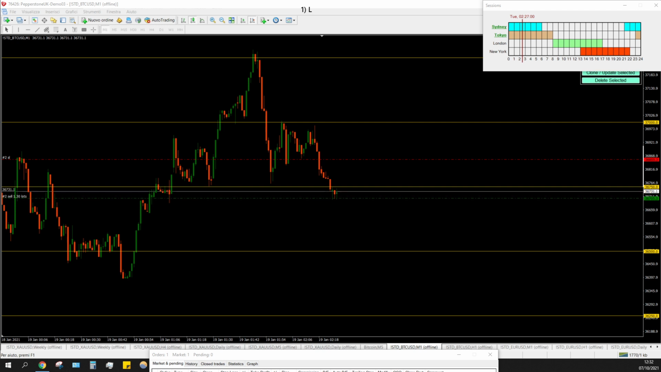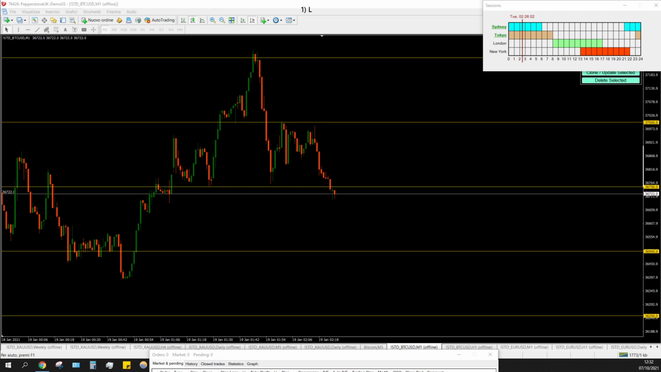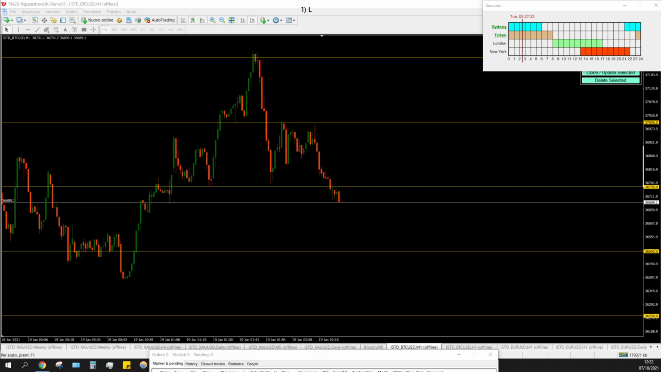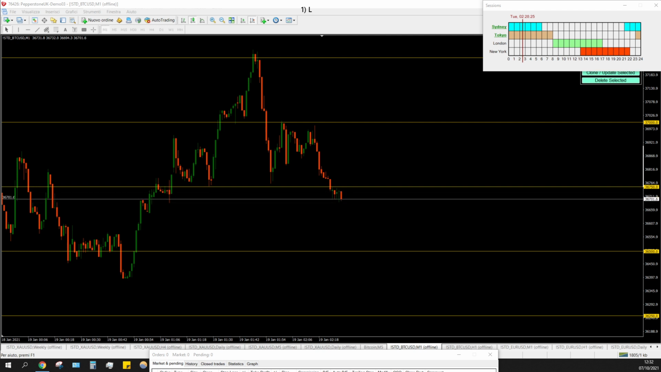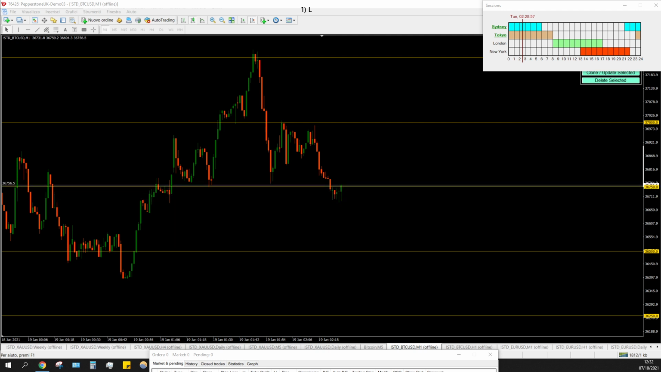Oh, okay, no, not yet. We need the candle to close with a nice body, so we wait for the next one. Let's see if it closes nice. Nope. No top wick. For now, this is actually the opposite.